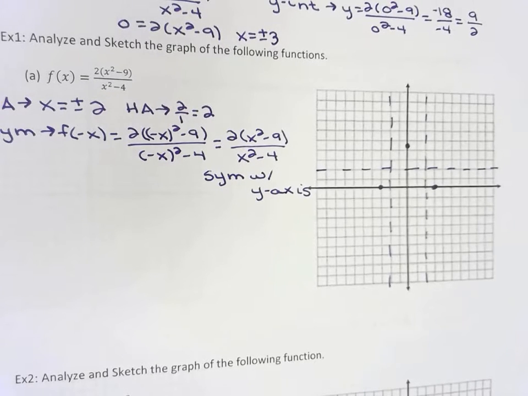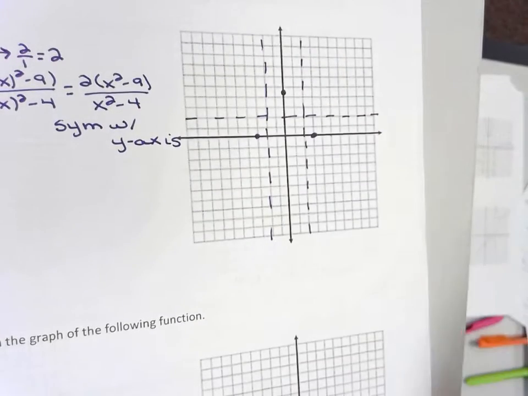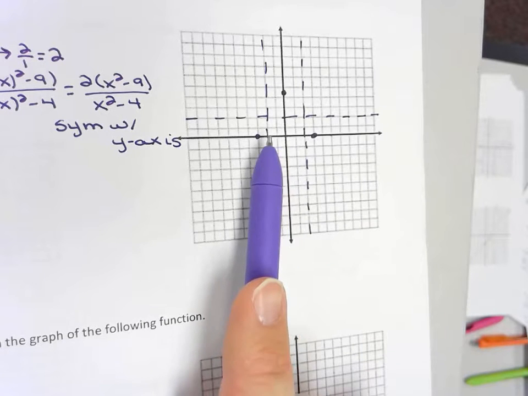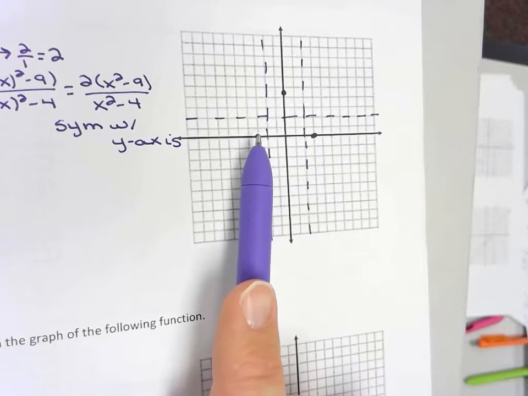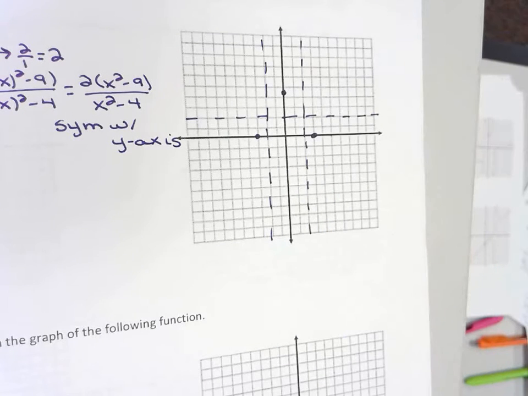But it does tell you, as I'm walking through this and finding things, that I should be symmetric with the y-axis. And just by looking at the graph I have now, why does it look symmetric with the y-axis? My asymptotes were negative 2 and 2. My x-intercepts were negative 3 and 3. It looks like it is symmetric with my y-axis.